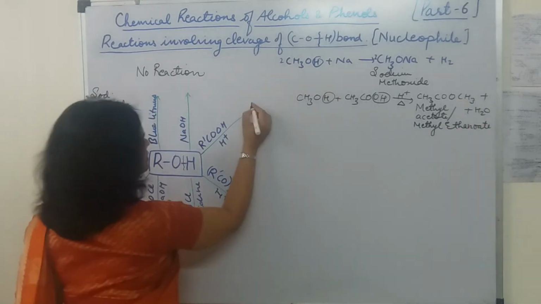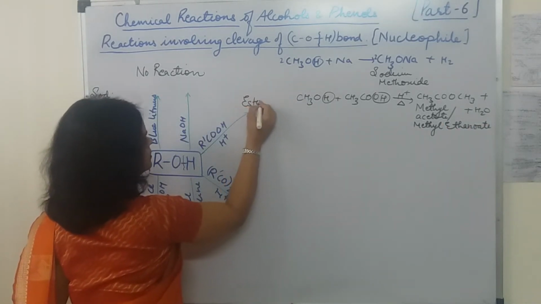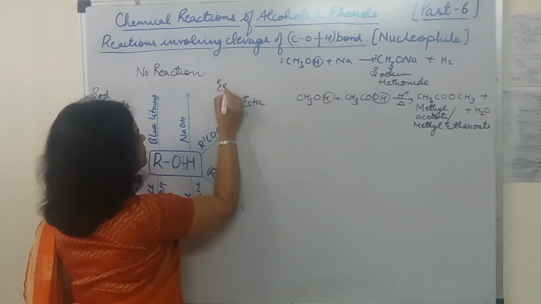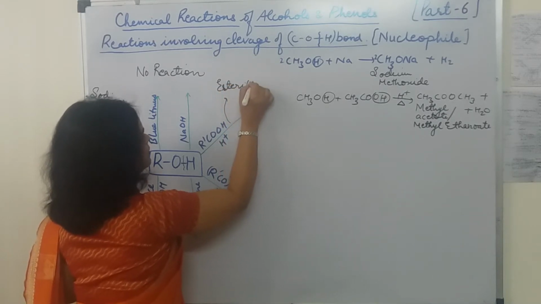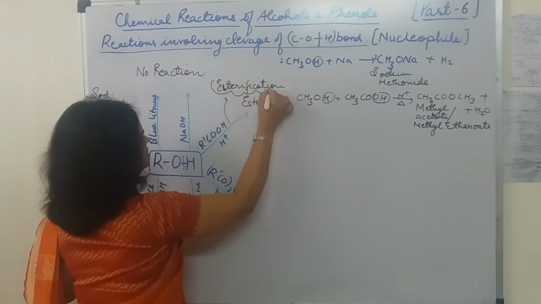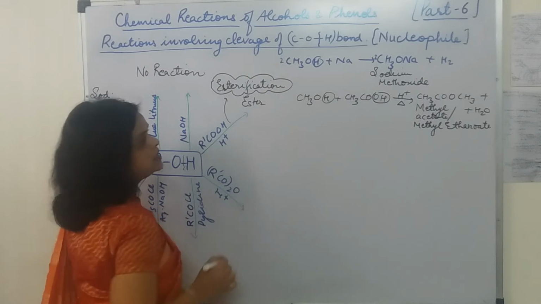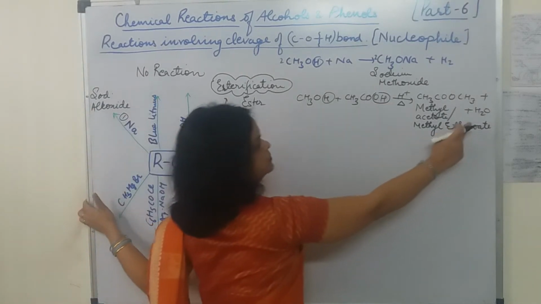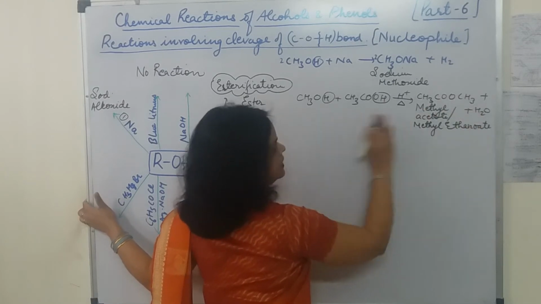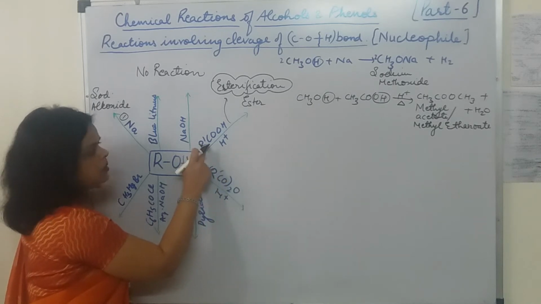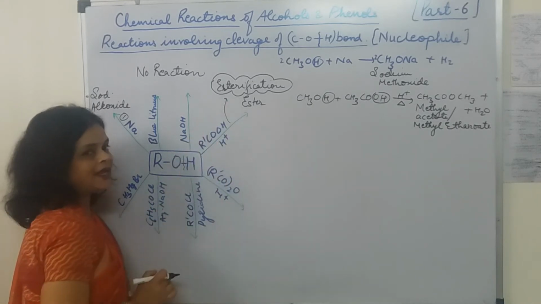Here I am going to write the general name, that is the ester. And the name of this reaction is esterification. What is the role of H2SO4 in this? We had already studied in class 10th that H2SO4 acts as a dehydrating agent. It removes the water which is formed as a side product and takes the reaction in the forward direction. So in the presence of acid, carboxylic acid combines with alcohols to form esters.